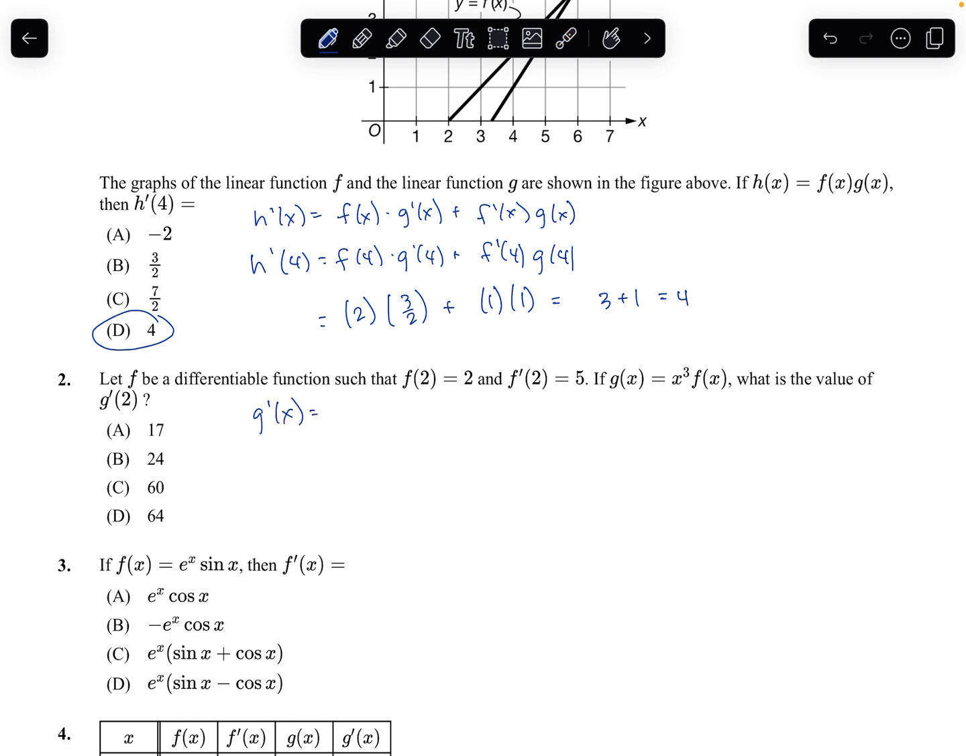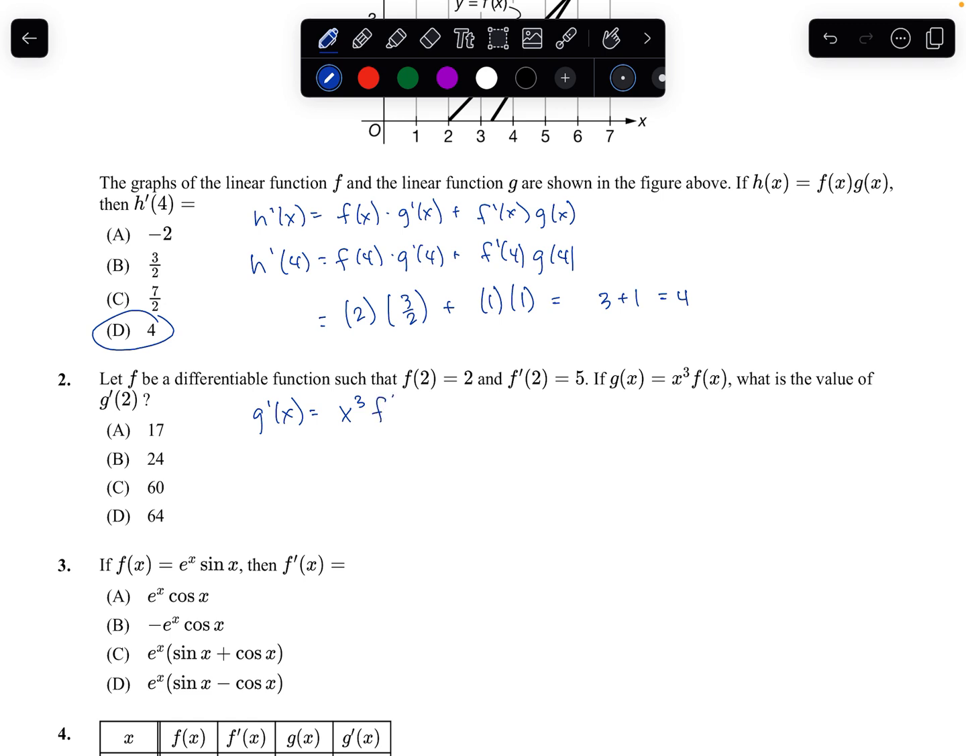So the derivative of g, I'm going to need the product rule again, except now it's explicitly giving me one of the functions as x to the third, and then implicitly giving us f of x, meaning that we don't know what f of x is, but that's okay, we don't need it because we have values of f and f prime here. So g prime of x is going to be the first times the derivative of the second, plus the derivative of the first, the derivative of x to the third is 3x squared, times the second. And then we're looking for g prime of 2, so let's plug 2 in.